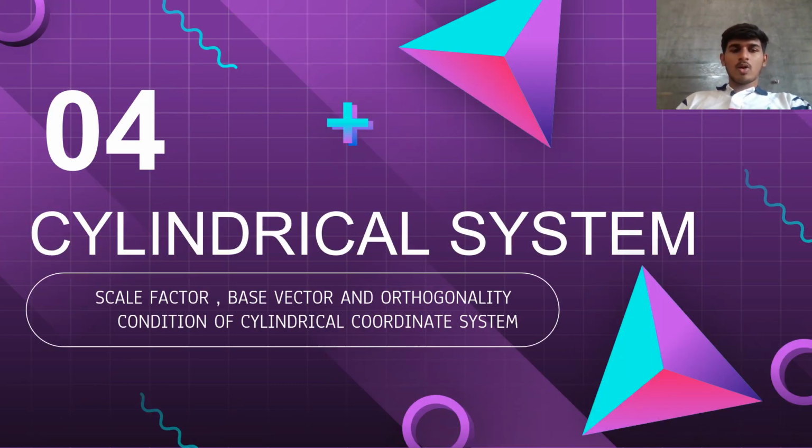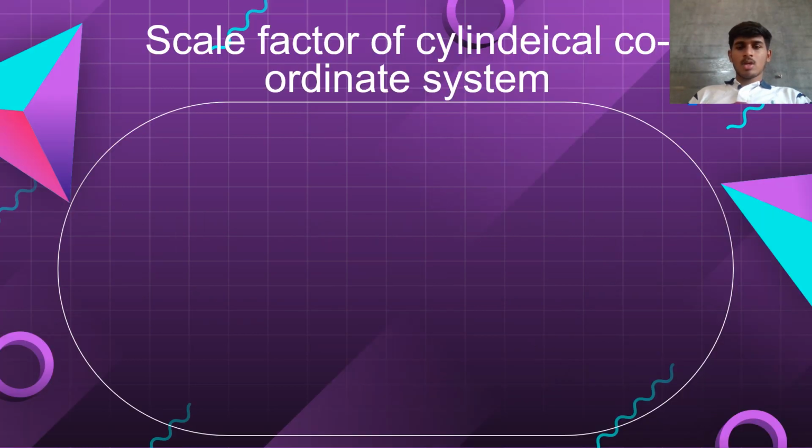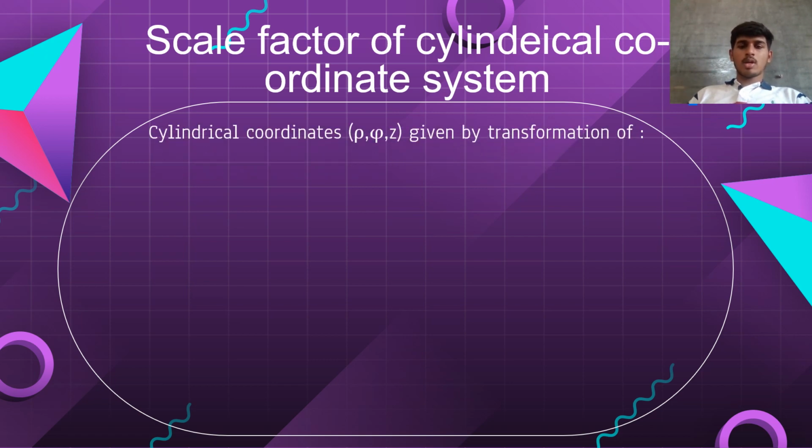So now we'll apply all the scale factor, base vector and condition of orthogonality in the cylindrical coordinate system. So the scale factor of cylindrical coordinate system. In the cylindrical coordinate system, the three axis points are represented as rho, phi and z, given by the transformation x equal to rho cos phi, y is equal to rho sin phi and z is equal to z.